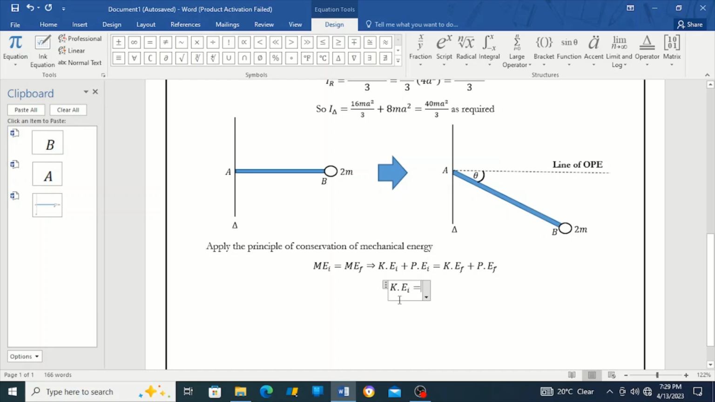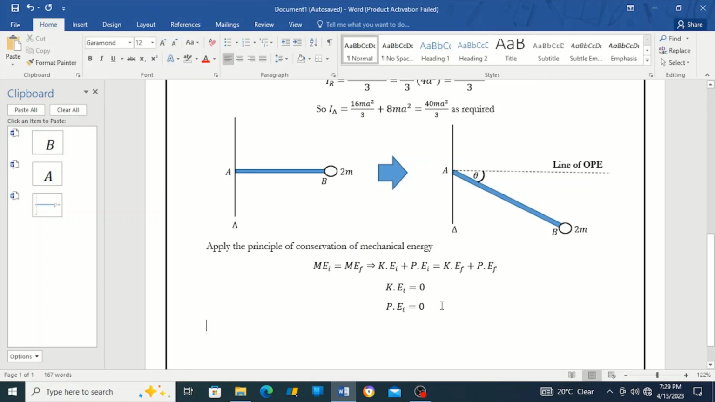Okay, and then for potential energy we do the same. Since both the rod and the particle were stagnant, their initial kinetic energy is 0 because they were not moving. Now what about the initial potential energy of the system? It's equal to 0 as well. Why? Because potential energy is mgh, and what is h?